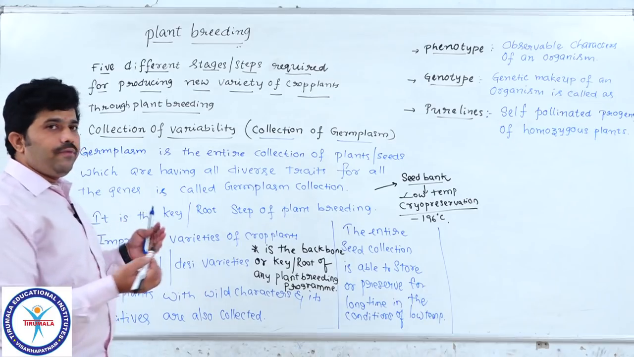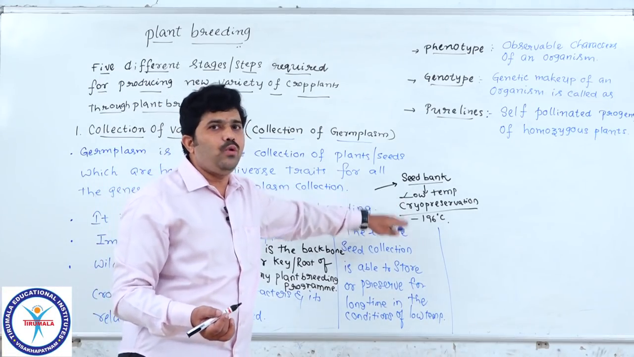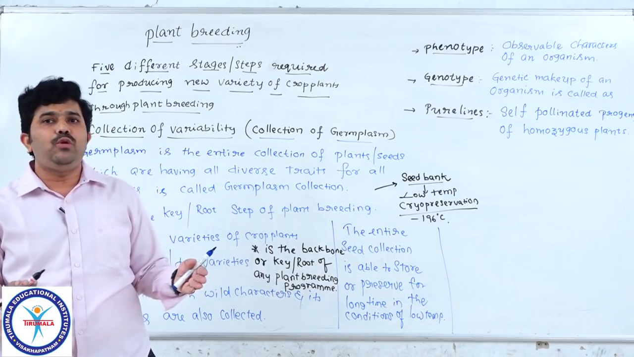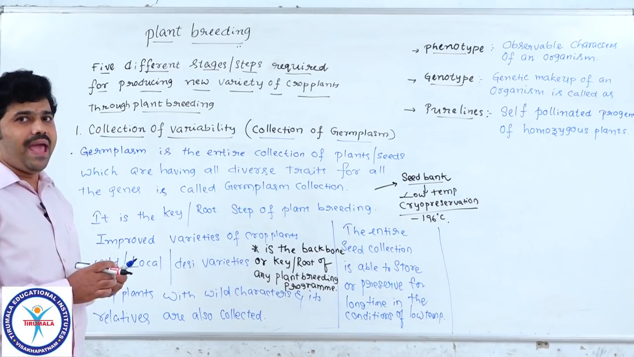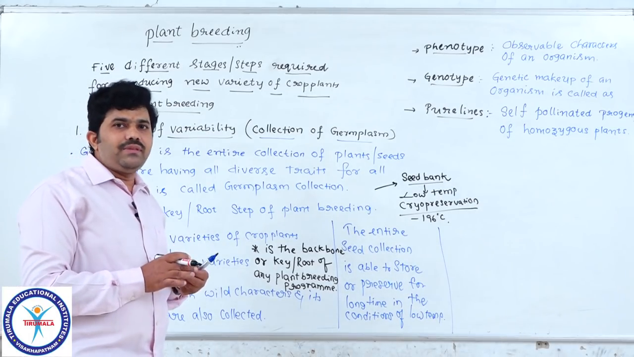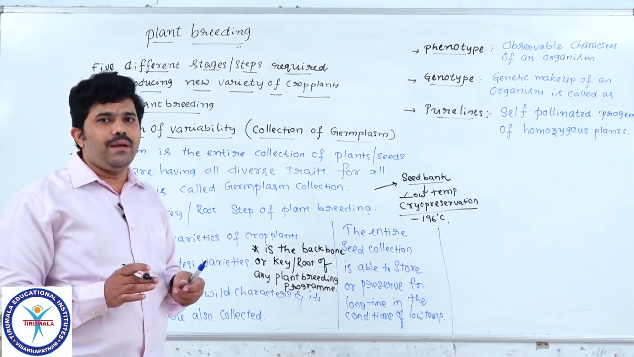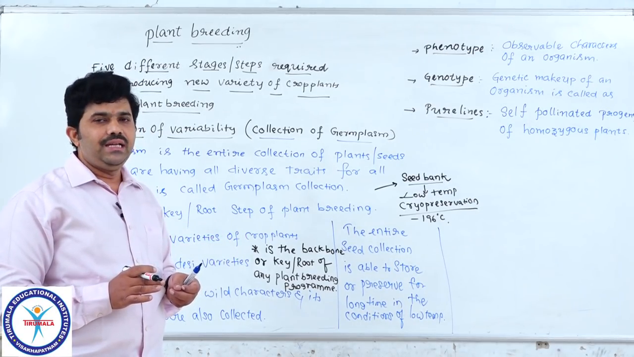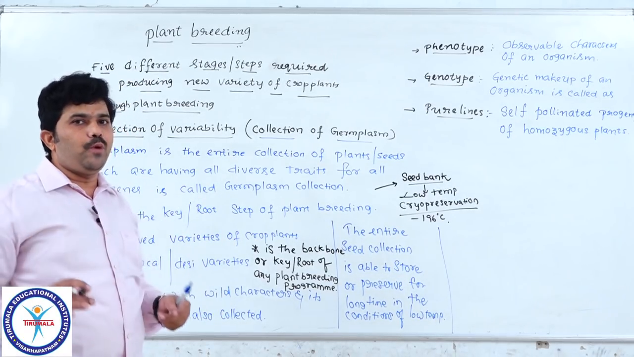So whatever the germplasm collection, if it is in the form of seeds, should be done in low temperatures, and we preserve them in low temperatures, nearly at that much temperature maintained in the seed banks, to preserve the seeds for a longer time. Now you got the point. Now we better go to discuss the second step which is needed to continue this plant breeding program.